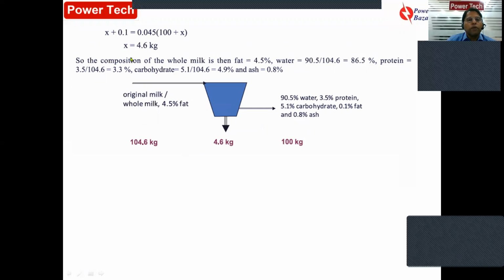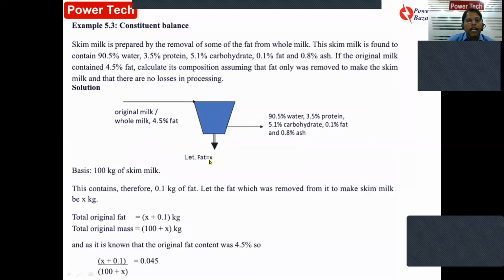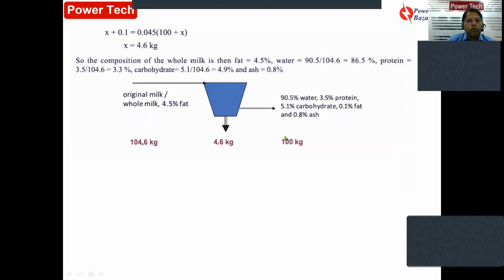Now, the composition of the whole milk. How can you know? Because what is the input material? This is 100 kg of skim milk, and X is 4.6 kg, which we found out. So the input material is 104.6 kg.